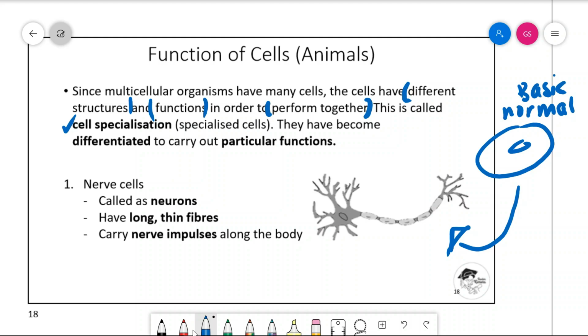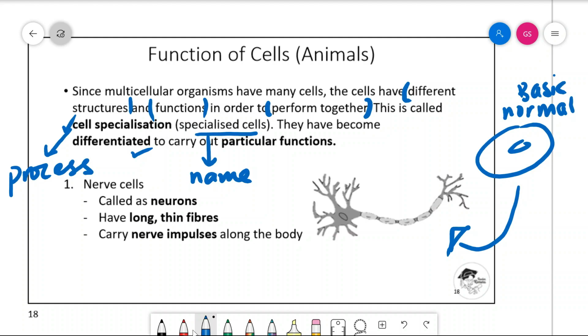So a specialized cell, what is this? This is the name. Cell specialization is the process. Through the process of cell specialization, you make this specialized cell, and this is what we're going to study today. They have become differentiated, which can also be named as the process. Differentiated, specialized, to carry out a particular function.